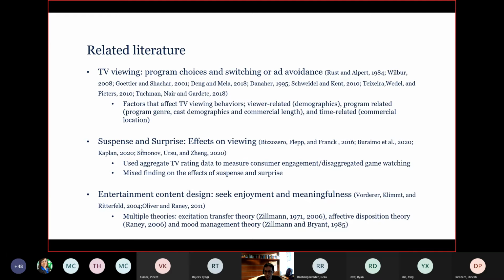And Andre and Raluca's paper, I think they're going to present in the last day of the conference, so you should pay attention to their talk as well. They're looking at different contexts. They're looking at game watching behavior, but they are looking at disaggregate data sets. It's kind of similar to our data set in terms of granularity.